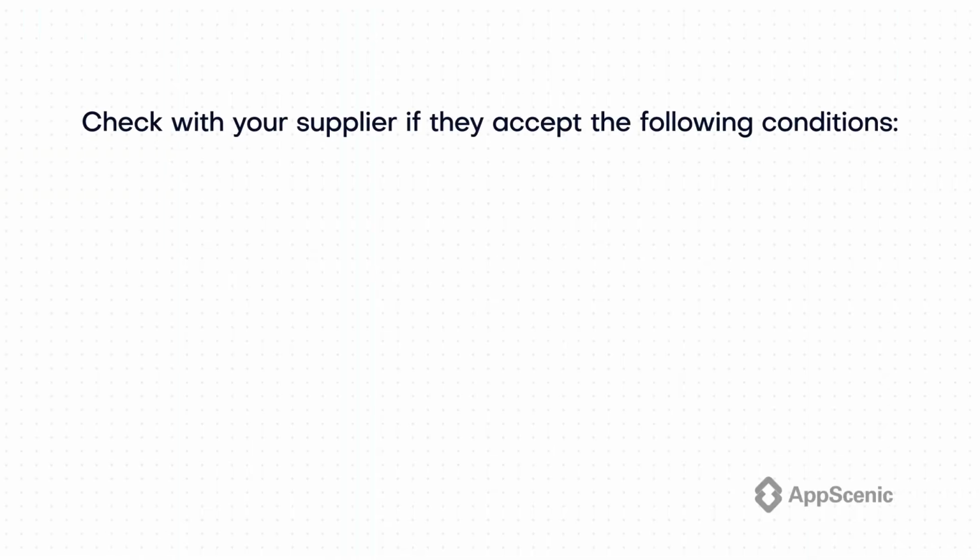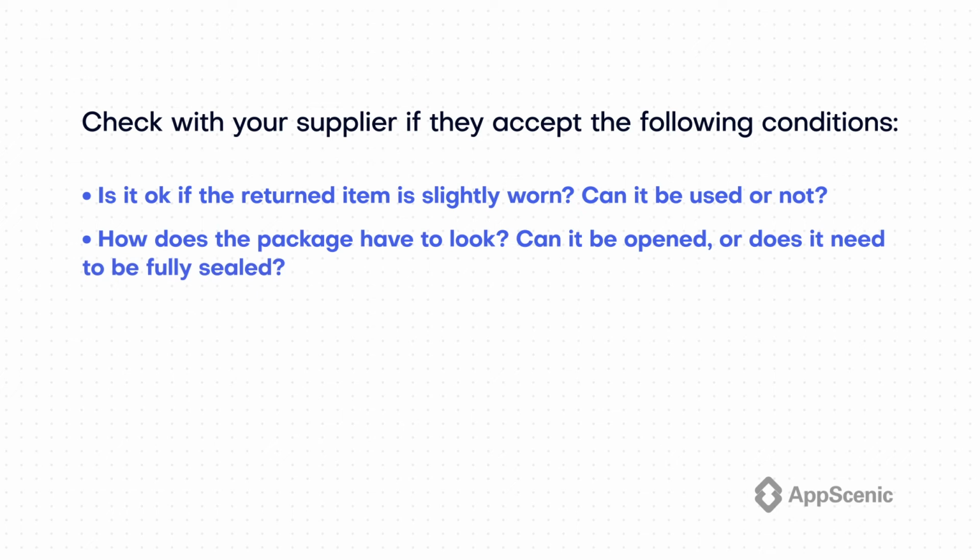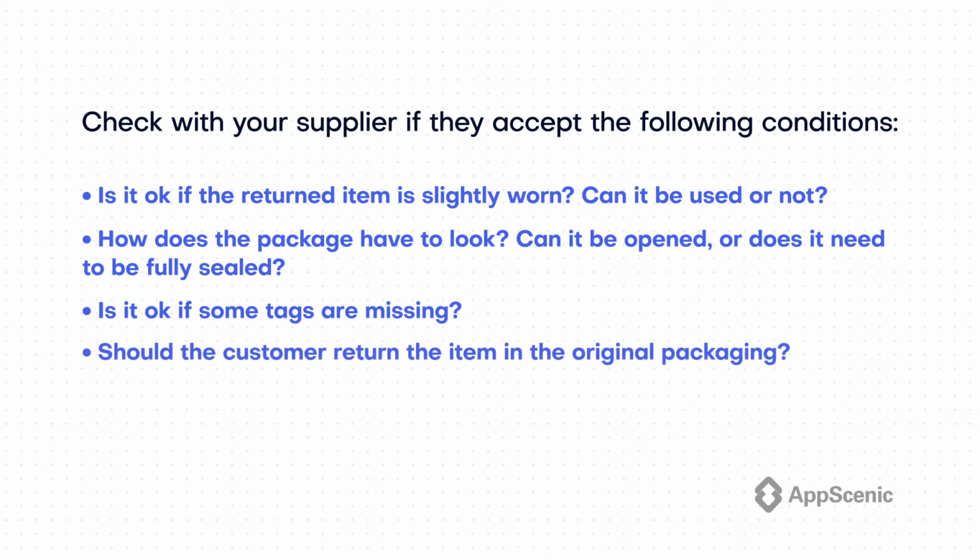Check with your supplier if they accept the following conditions. Is it okay if the returned item is slightly worn? Can it be used or not? How does the package have to look? Can it be opened, or does it need to be fully sealed? Is it okay if some tags are missing? Should the customer return the item in the original packaging?